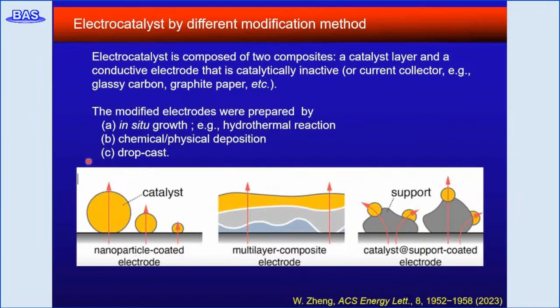The shape and morphology of the catalyst on the electrode surface and the possible charge transfer pathways are shown in this figure. The charge pathways for an electrode coated with spherical nanoparticles, for a multi-layer composite membrane film, and for an electrode with catalyst on the support are shown, and the electron transport pathway is shown in the red line.